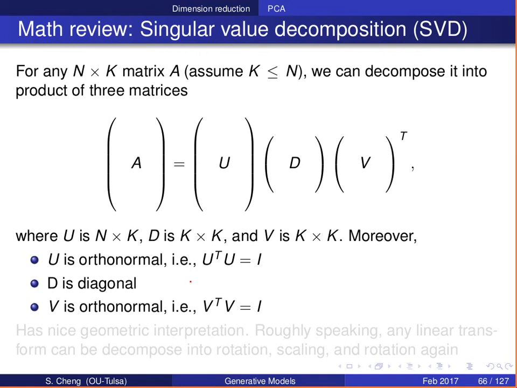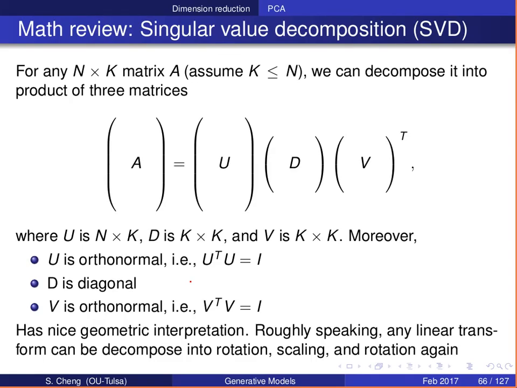You can implement PCA with SVD, as I mentioned, and SVD basically decomposes any matrix into three matrices. Two of them are orthonormal matrices containing orthonormal vectors, and the middle one is a diagonal matrix. SVD has a nice geometric interpretation: if you think of the original matrix as a linear transform, then SVD says that any linear transform can be decomposed as first a rotation, then scaling, and then a rotation again. So that's about it.